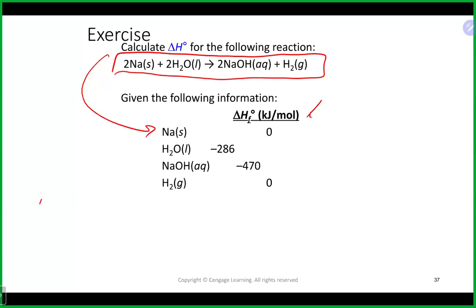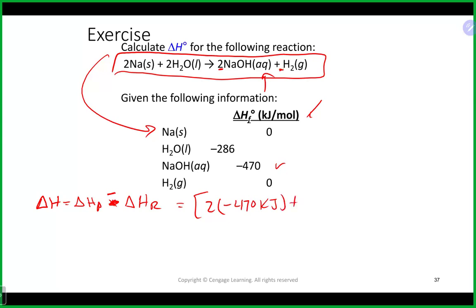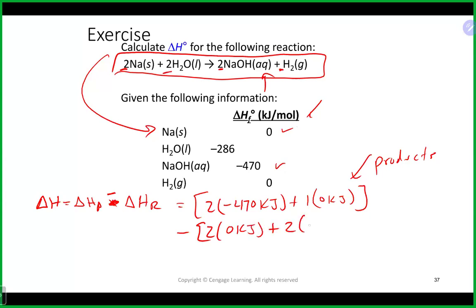And again, we're going to do our products minus our reactants. So our delta H here is going to be the delta H of all of our products added together minus the delta H of our reactants. So we're going to start on our product side, which is on the right-hand side of the arrow. So that's going to be, again, taking the coefficient into account, 2 times the value of NaOH, which is minus 470 kilojoules, plus the coefficient here, which is a 1, times the value of H2, which as you can see is 0. And that basically takes care of all of our products in this reaction. We're now going to subtract it from all of our reactants here. And in this case here, we're going to go to our reactant side. We have 2 of the sodiums, and that's going to be 2 times the value of sodium, which is 0, plus 2 times the value of water, which is minus 286 kilojoules. And that's going to be all of our reactants.